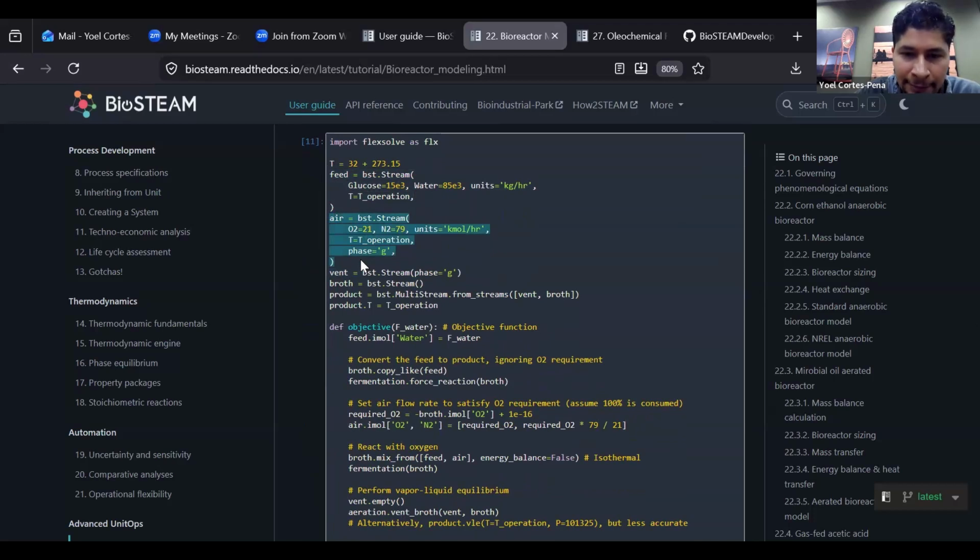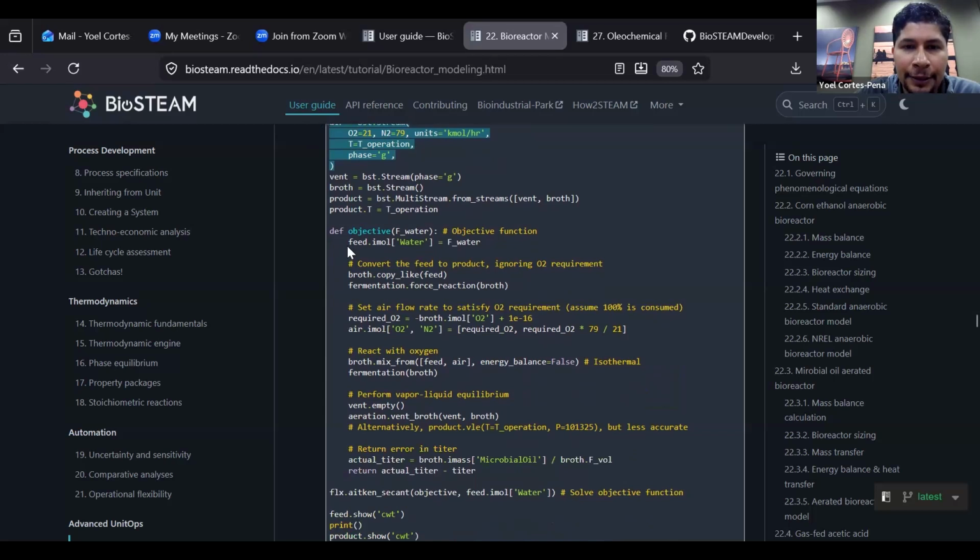Now we won't be too concerned about the air just yet. We're just going to assume that the amount of oxygen that we require is the stoichiometric amount of oxygen. So we're not accounting for mass transfer just yet. All right, so we defined all our streams. And here's where we're doing all the math. So we have our stream coming in with a given amount of water. Then we ferment that stream. So we're copying the feed into the effluent, fermenting it. Then we're adjusting the amount of air coming in to meet that required stoichiometric amount.